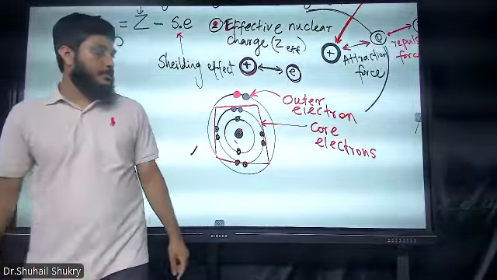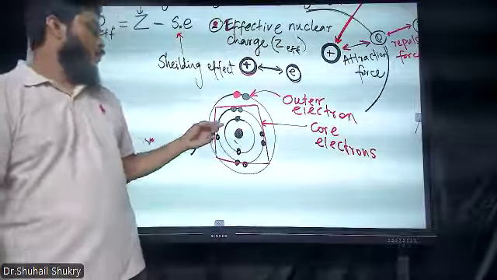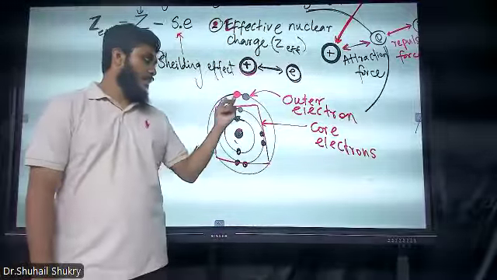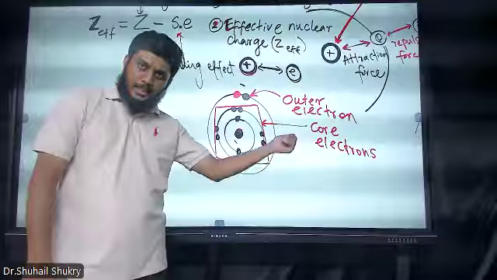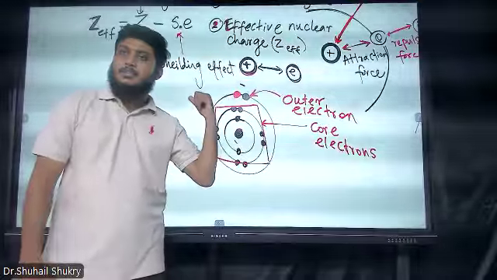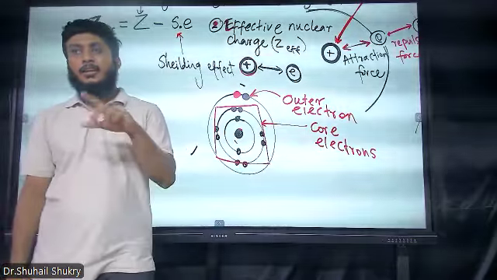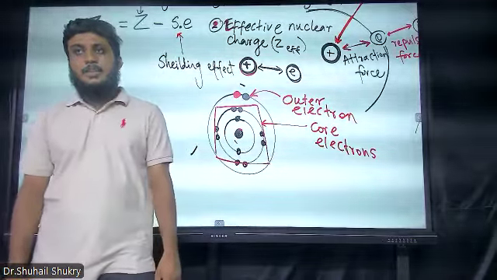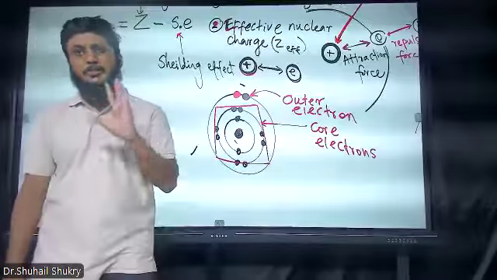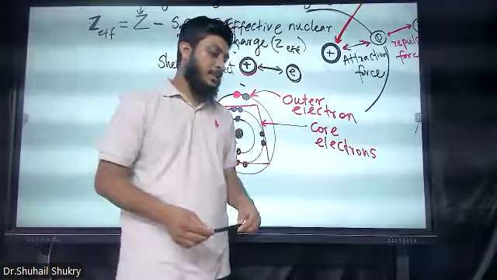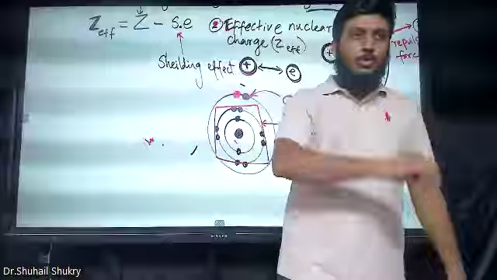So for the outer electron, if an electron is added to the same orbit, you can say the shielding effect changes very minimally. A level is something where you have to answer according to the place.